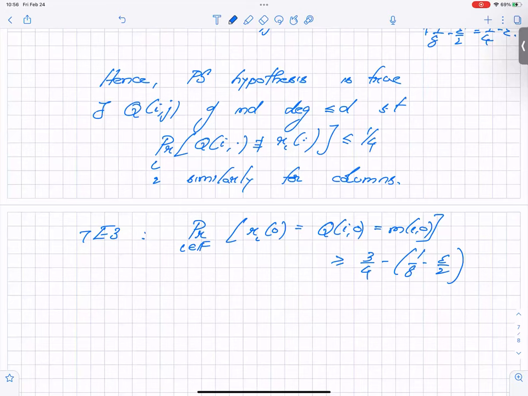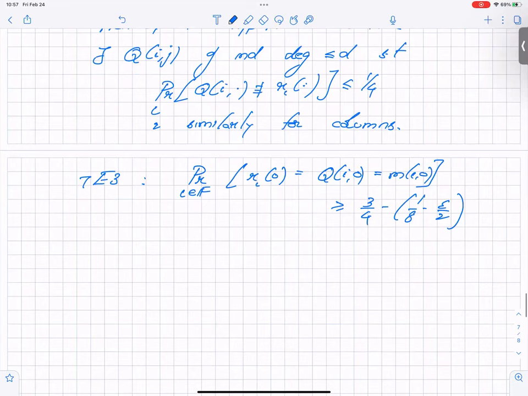Therefore, Ri0 is actually equal to Qi0 on a large fraction of points along this column. But these are both low degree polynomials, therefore this low degree polynomial Ri0 is hence identically equal to Q colon 0. I'm talking about the row polynomials.